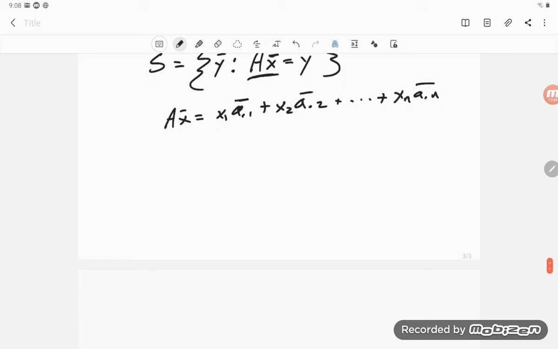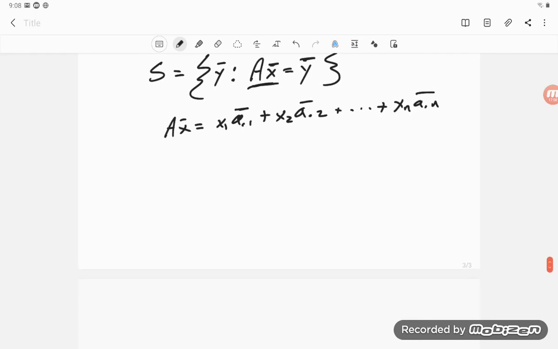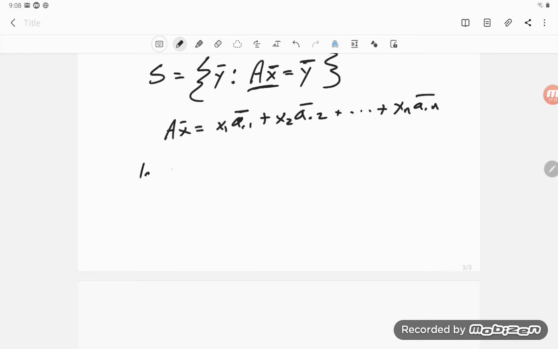And so now let's check this out. Are there solutions? So one, how about the zero vector? Is the zero vector in S? I'm saying it is, since A times 0 is equal to 0.